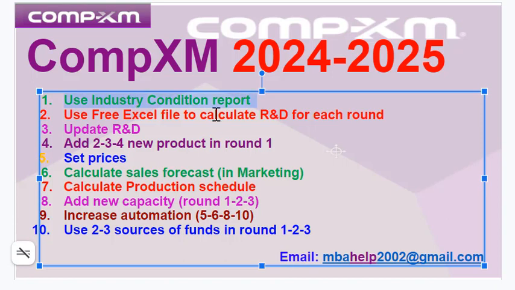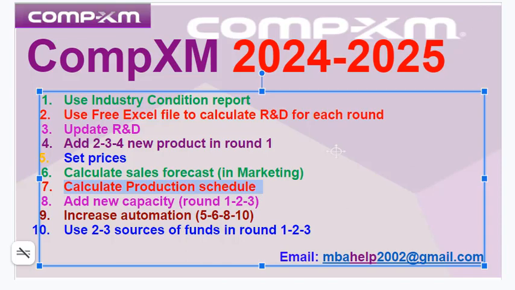We use the industry condition report, we use the free sell file to calculate INT. We update INT each round. We have added 4 new products in round 1, and then this is easy for you to continue with 8 good selling products. And for the marketing, we have set price, we have calculated the sale forecast, and now I'm going to show you how to calculate the production.